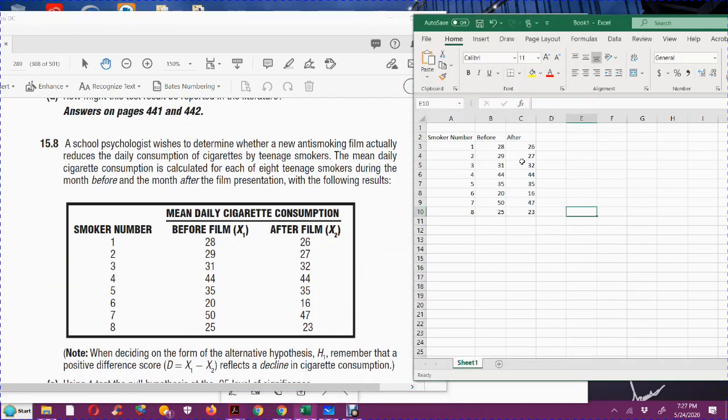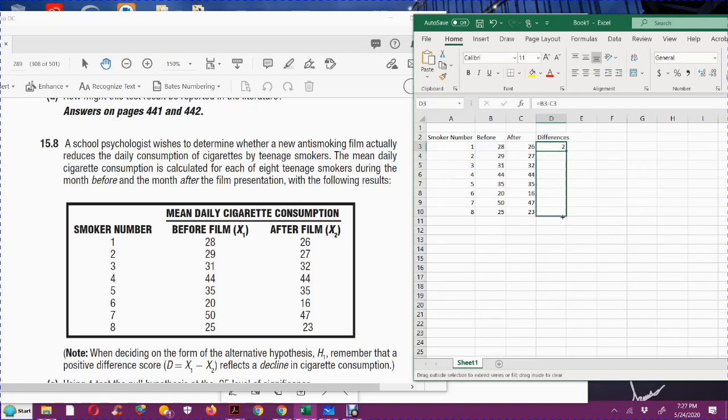But they did give me the raw data, and so I typed it over here into Excel. Here's the smoker number. That's just an index, the before and the after. And so the first thing that I want to do is compute the differences. For the differences, I'm just going to do equals, and take the number in the B column and subtract the number in the C column. So this smoker went down by 2 cigarettes a day before and after watching the film.